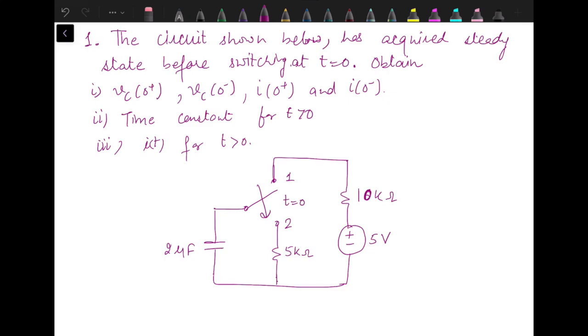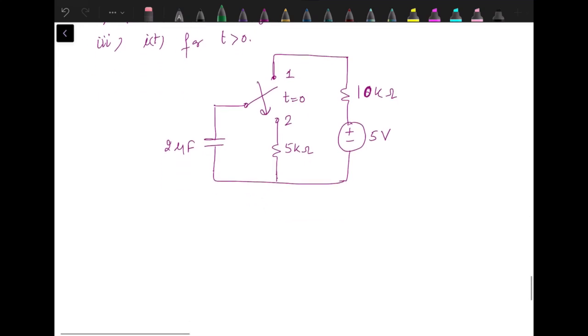In order to find out the voltage, Vc0 plus means voltage just after the switching, Vc0 minus means voltage just before the switching. In order to obtain these two, we need to calculate voltage across the capacitor before switching, that is when the switch is connected in position 1. So let's draw the circuit again for before switching conditions in order to calculate Vc0 plus and Vc0 minus. So Vc is this and I is the current over here which we need to calculate.